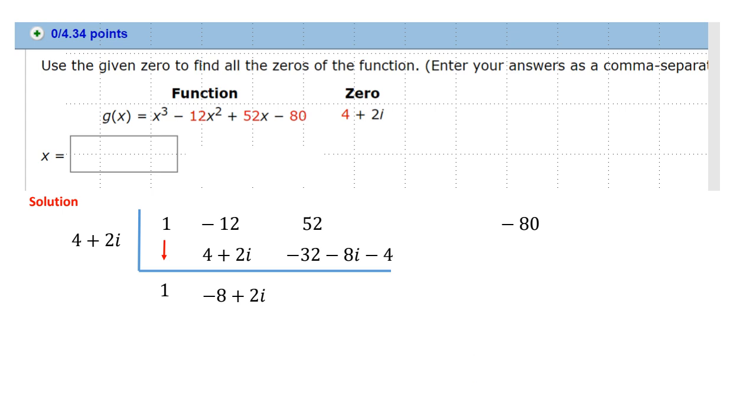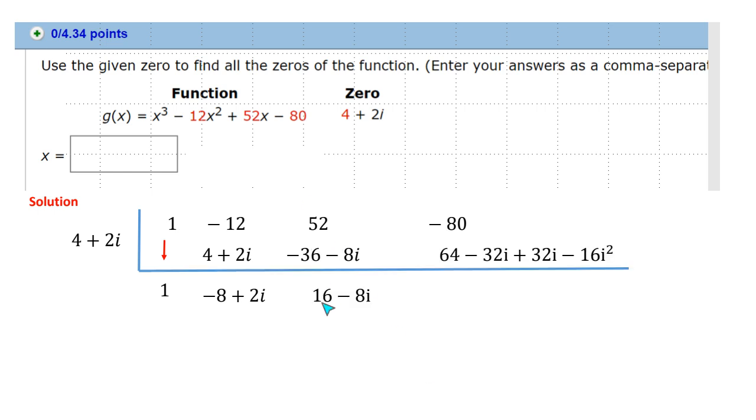So if we simplify this, let me go back. 8i minus 16i is negative 8i. And then i squared is negative 1 times 4, and that's how we get negative 4. And so now if we add all this together, negative 32 and negative 4 is negative 36. And so we end up with 16 minus 8i.